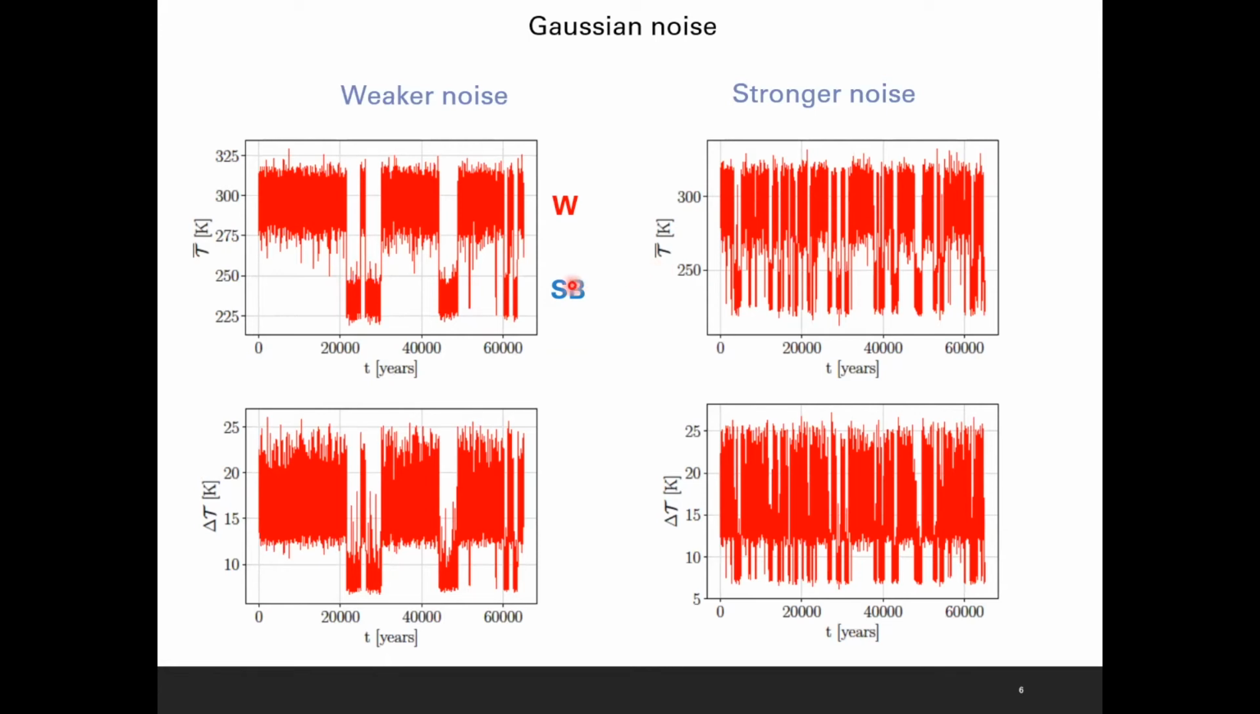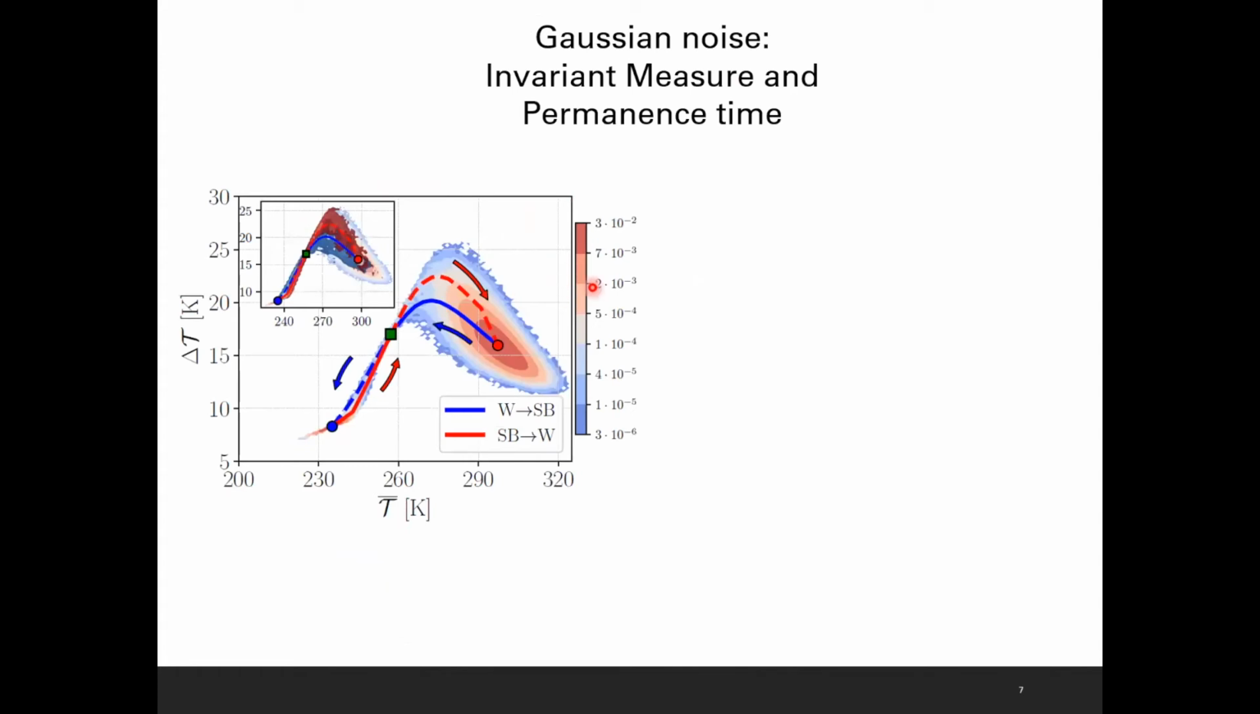So the next thing to do, which is really relevant for this approach, is to take the signals and make basically two-dimensional histograms. In the x direction, I'm plotting the average temperature, and then the temperature gradient. If you do this and just normalize the histogram, this is basically the invariant measure of the system.